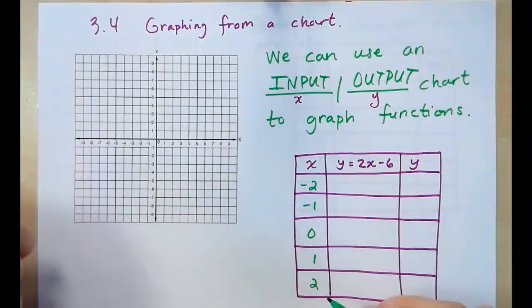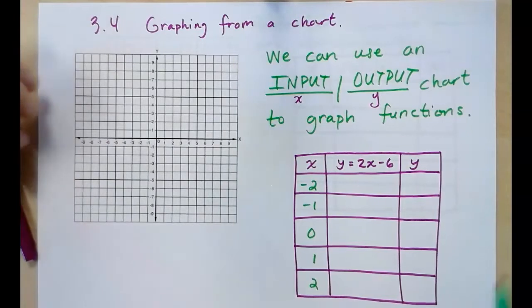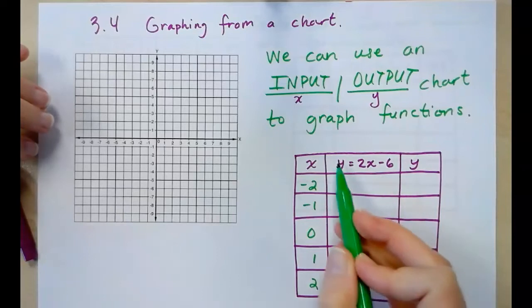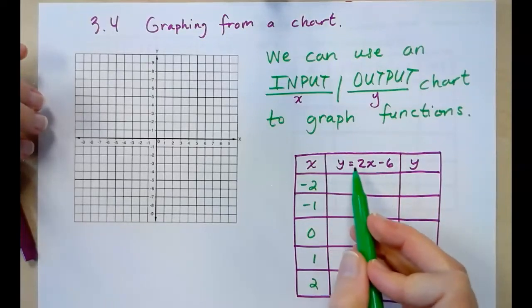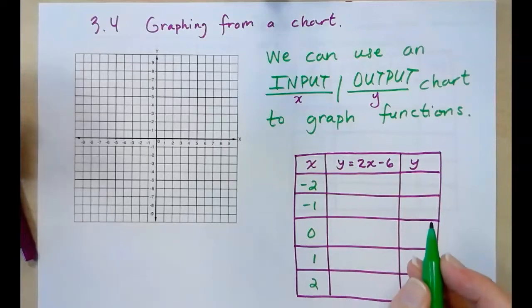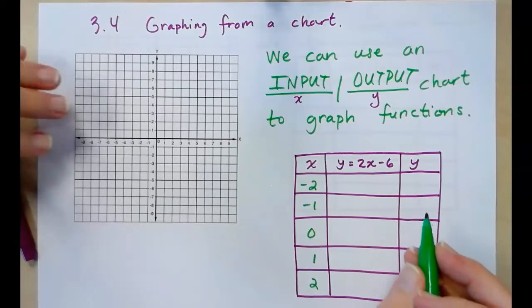So our independent variable is x, it's going in. Our output y is coming out. So I've got a little chart ready for us to go here. Here's our function, y equals 2 times x minus 6. Remember, a function is nothing more than a set of instructions telling you what to do with your input.